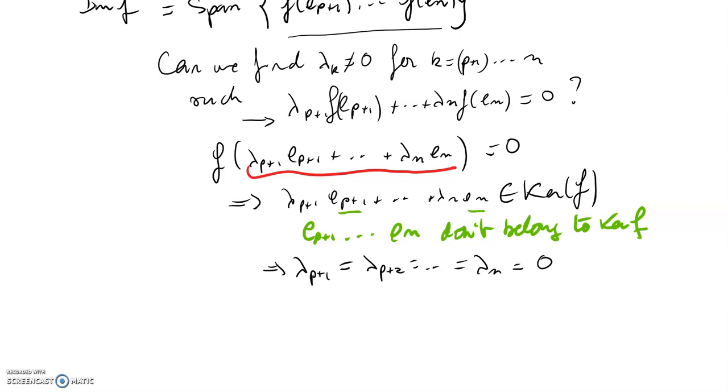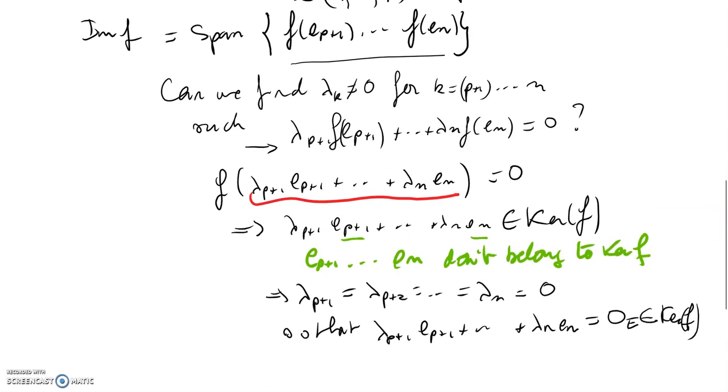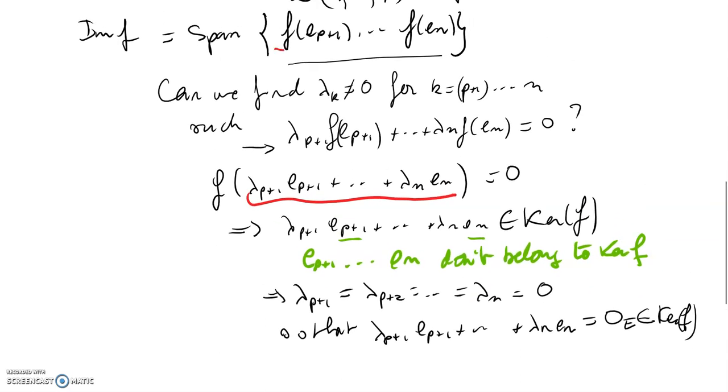So that this linear combination is actually equal to the 0 of E, which belongs to the kernel of f. Okay, and that's it. So we have that this system is linearly independent.